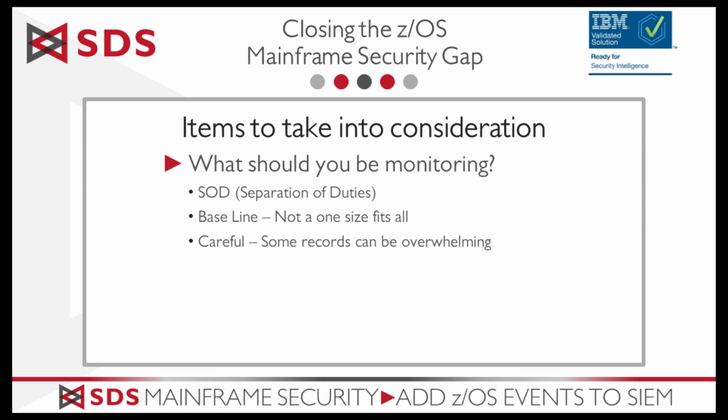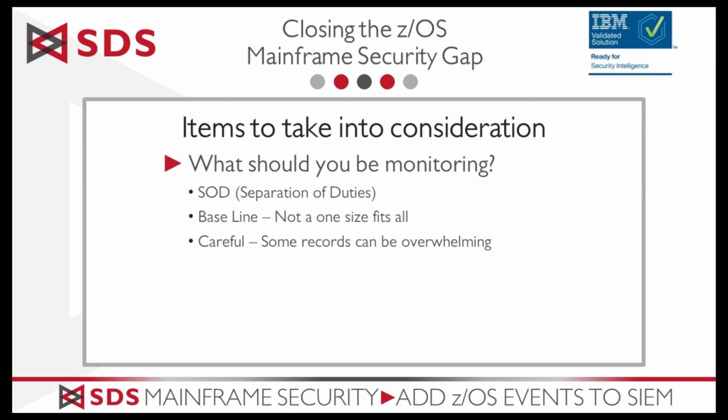Careful, some of those records can be pretty overwhelming. One that you need to look out for is going to be the SMF92s. There's a lot of information. So perhaps if you do want to enable some of those 92 records, only enable a subtype of them.